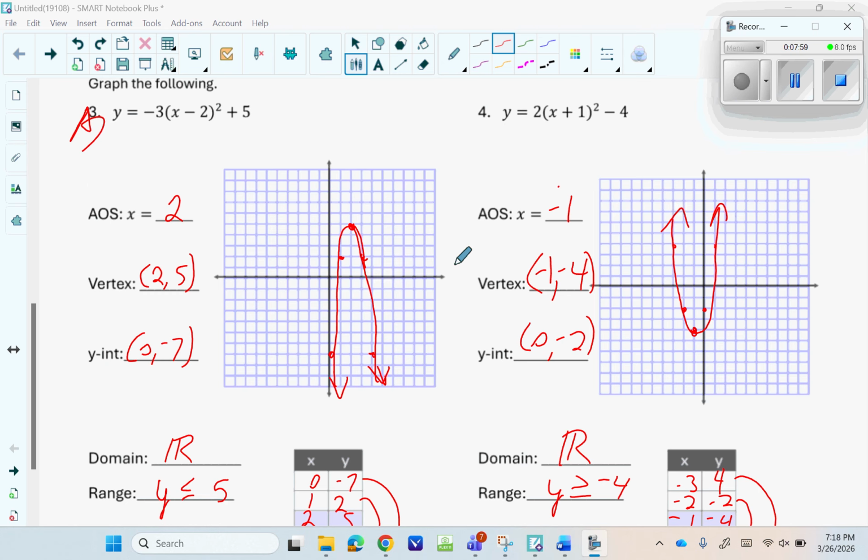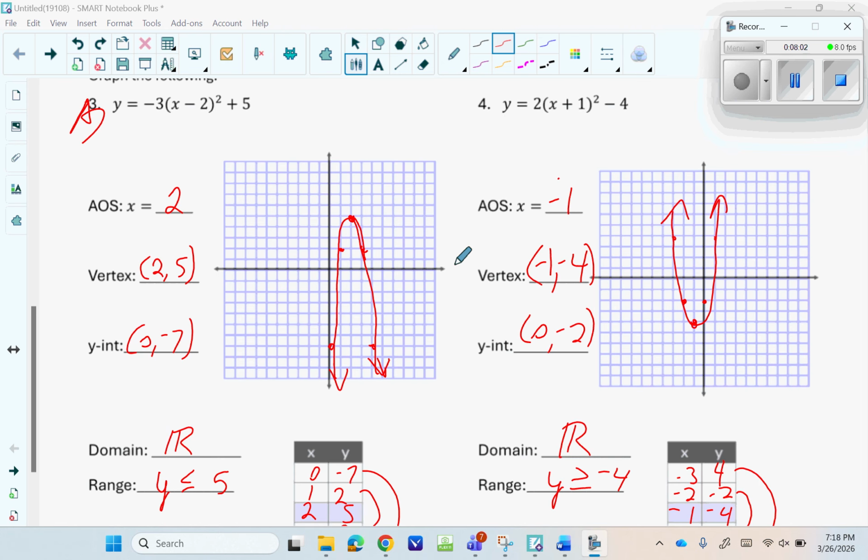Okay, guys, here are the graphs for 3 and 4. Notice how 3 is negative here, and it makes it go down, where 2 is positive and it's going to go up. So that number in front really makes a difference. The axis of symmetry, if we're going to label it on the graph, it's going to be like a dotted line through the center.